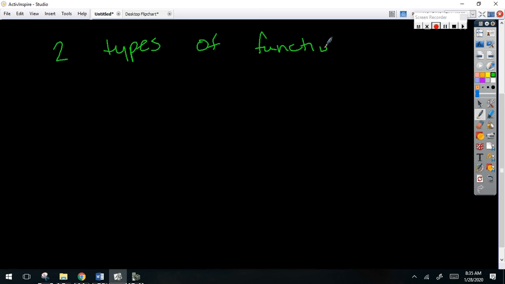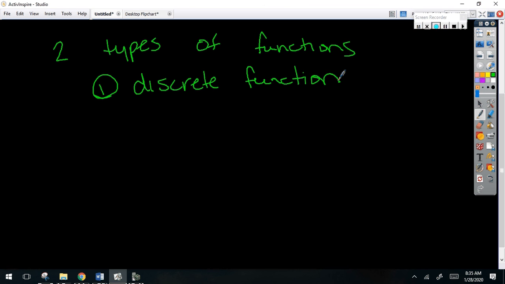The first one is what we call discrete function. Discrete. Not like your own discrete, like discrete. All right, so a discrete function is made up of points. It's not connected. It's not smooth.